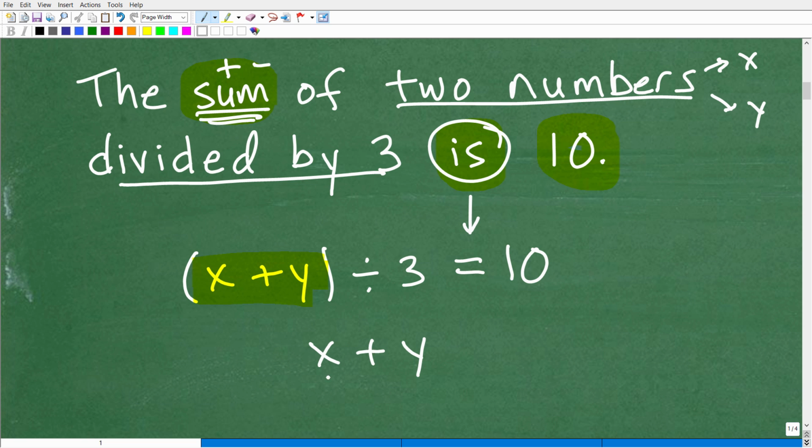The sum of two different numbers divided by 3, just put a fraction bar, is 10, or is equal to 10. So either one of these answers would be acceptable. Again, you could use whatever variables you wanted, a and b, w and z, it doesn't make a difference. But basically, these are the two acceptable translations of this verbal phrase into a variable or algebraic phrase.